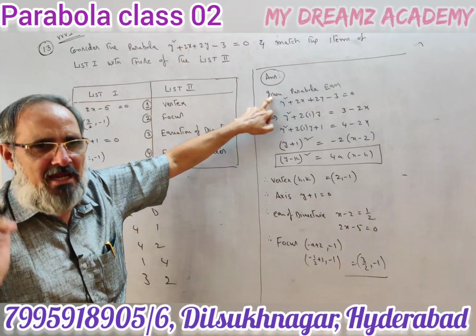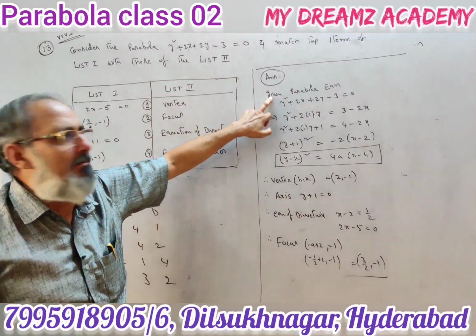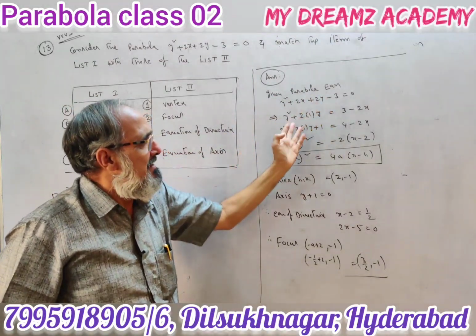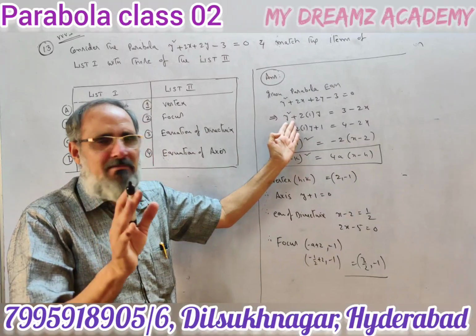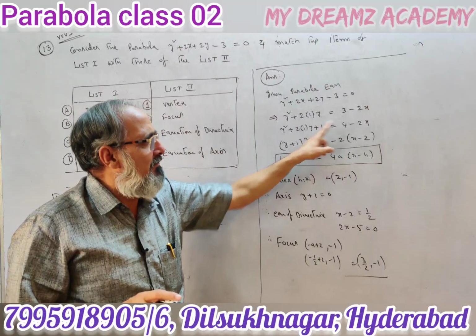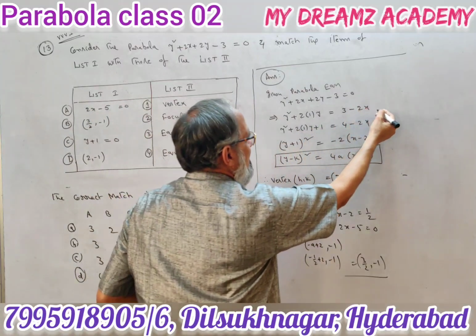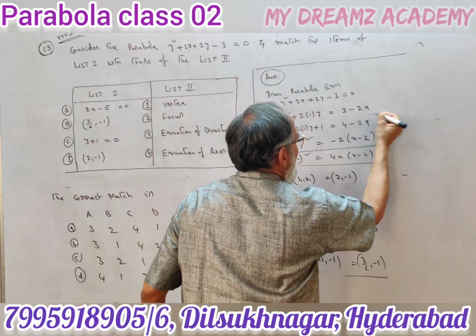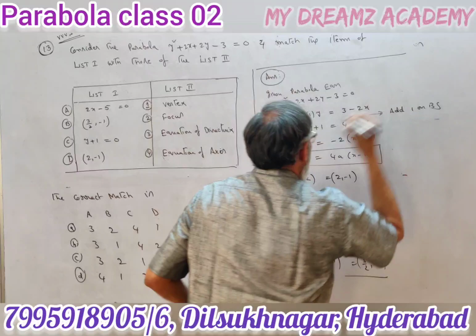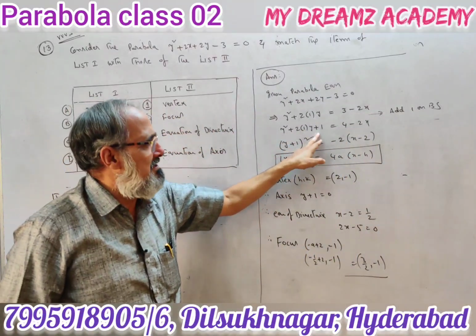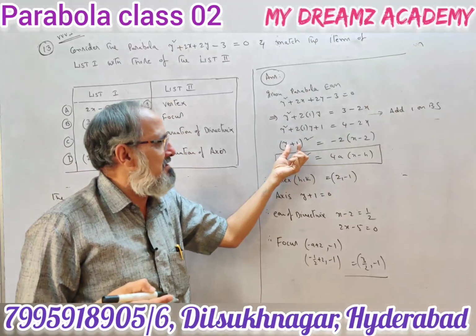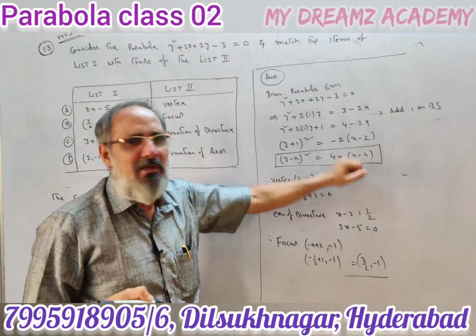Given the parabola, first standardize it and then match. The given parabola is y square plus 2x plus 2y minus 3. Keep the y square terms on one side and push the other terms to the other side. If you add 1 on both sides, y square plus 2y plus 1, and on the right side 3 becomes 3 plus 1, which is 4. It is a perfect square: (y plus 1) whole square equals minus 2 into (x minus 2).